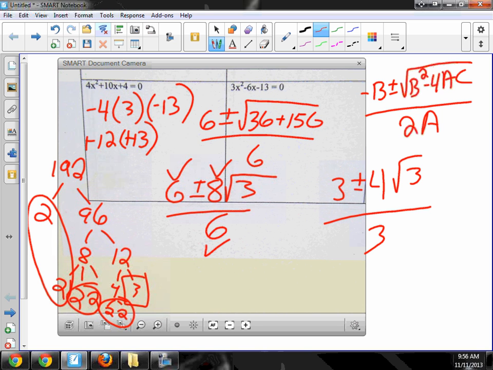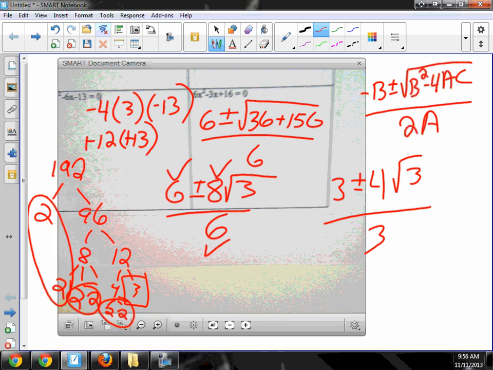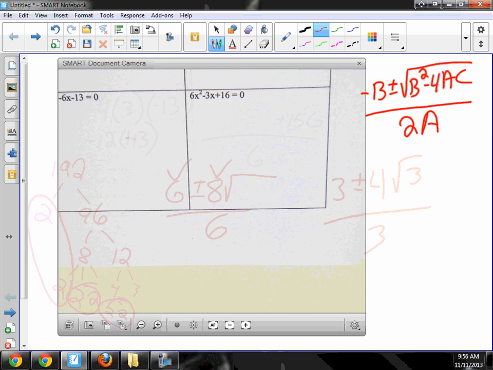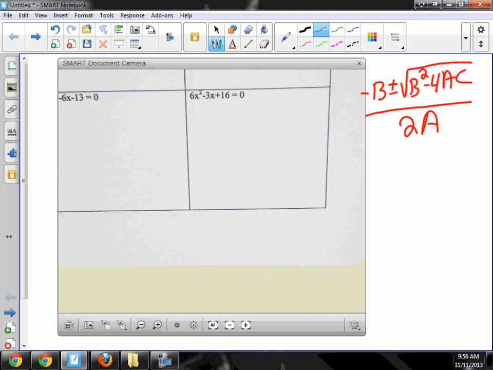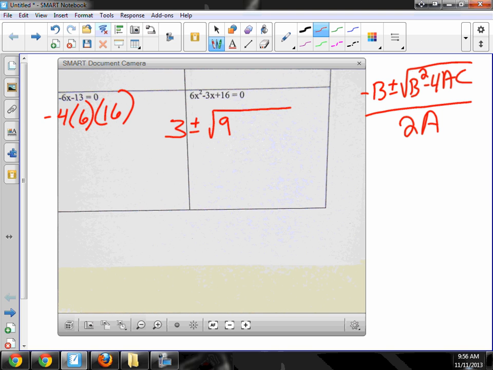Okay? One more, then it's your job to finish. Can I pull anything out of this? No. Okay, so negative b is 3 plus or minus the square root of 3 squared is 9. Then negative 4 times 6 times 16. That's something really big. 384.